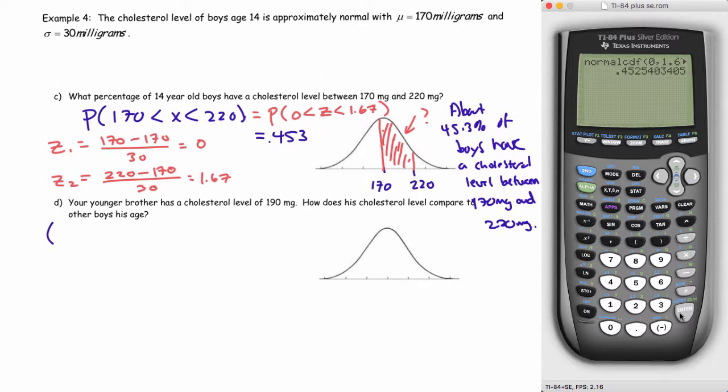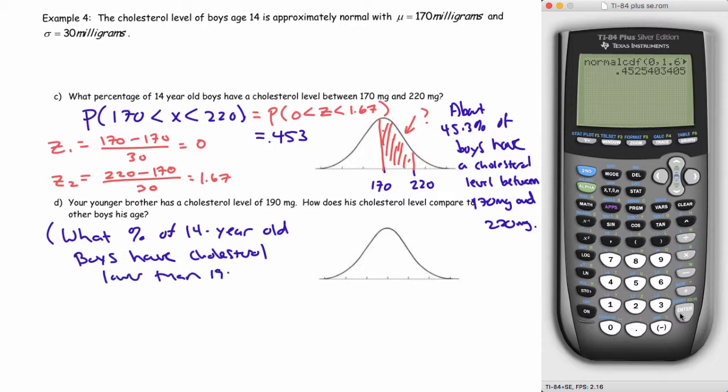Either way, if I say I'm taller than 80% of the population, that's one way of giving a statement. I could also say I'm shorter than 20% of the population. It says the same thing. So we'll reinterpret this to being what percentage of 14-year-old boys have cholesterol, let's say, lower than 190 milligrams. Because once we answer that, we can say your younger brother has cholesterol greater than whatever percentage that is. And we can introduce a new concept, which is a percentile. So let's do that here.